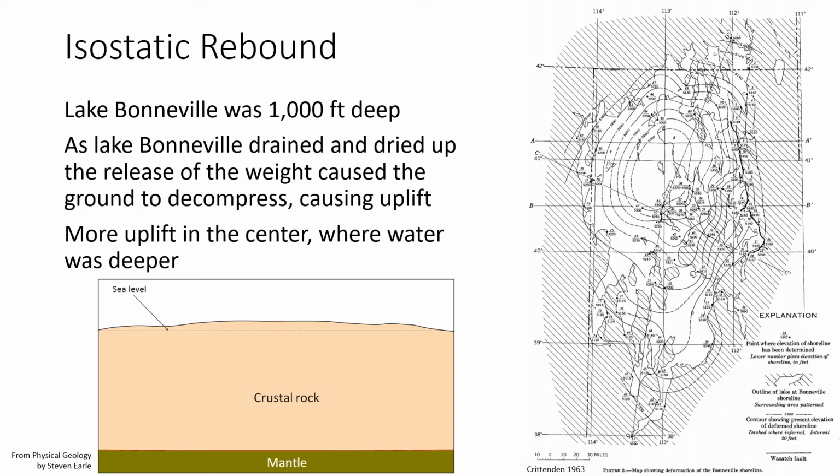This uplift was more demonstrated in the center, where the lake was deeper, and then as the weight was released, the uplift was greater. And so on this map, these concentric lines you see are contour lines showing the amount of uplift, isostatic rebound, that has happened since Lake Bonneville, and it shows how high each of the shorelines are. Each of the points for the Bonneville shoreline, the uppermost shoreline, is across the basin.